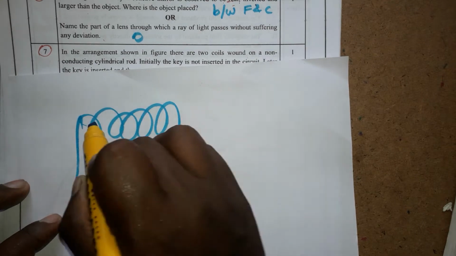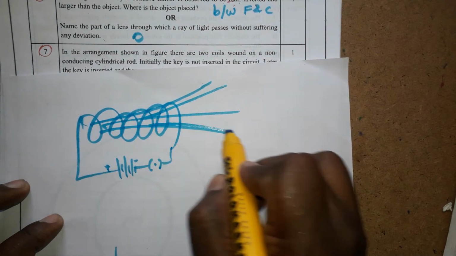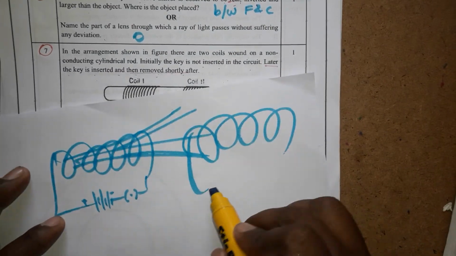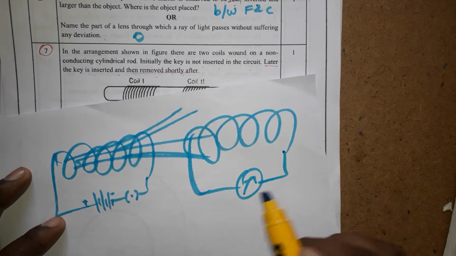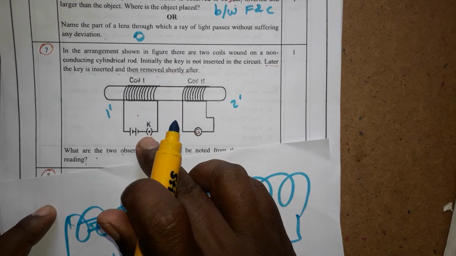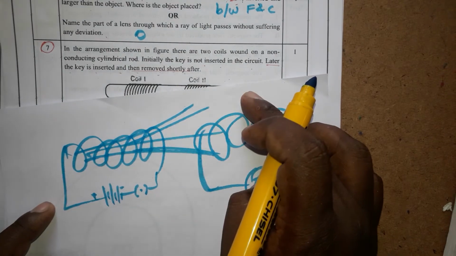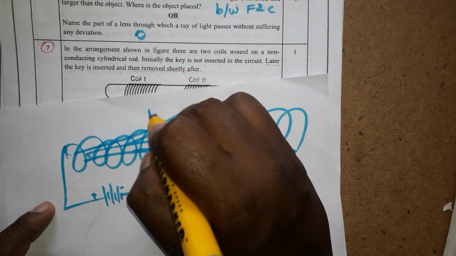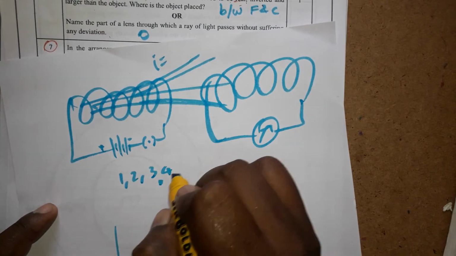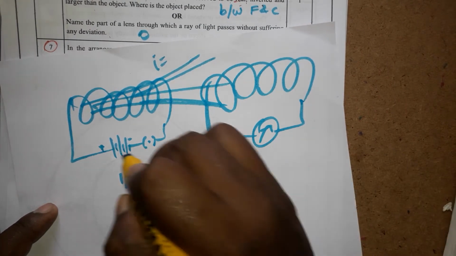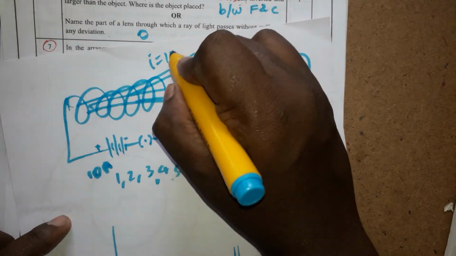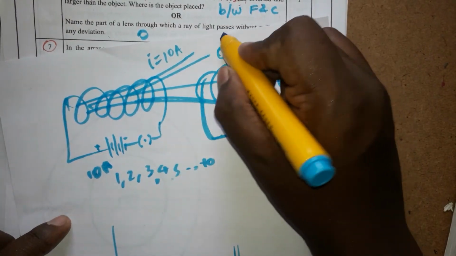So current is flowing here, so slowly the magnetic flux will increase in the secondary coil also. The galvanometer is going to deflect to one side. When we switch on this key, the magnetic field will increase until the current becomes saturated. Take the maximum as a 10 ampere battery. Till 10 ampere is flowing, the magnetic flux will be increasing.